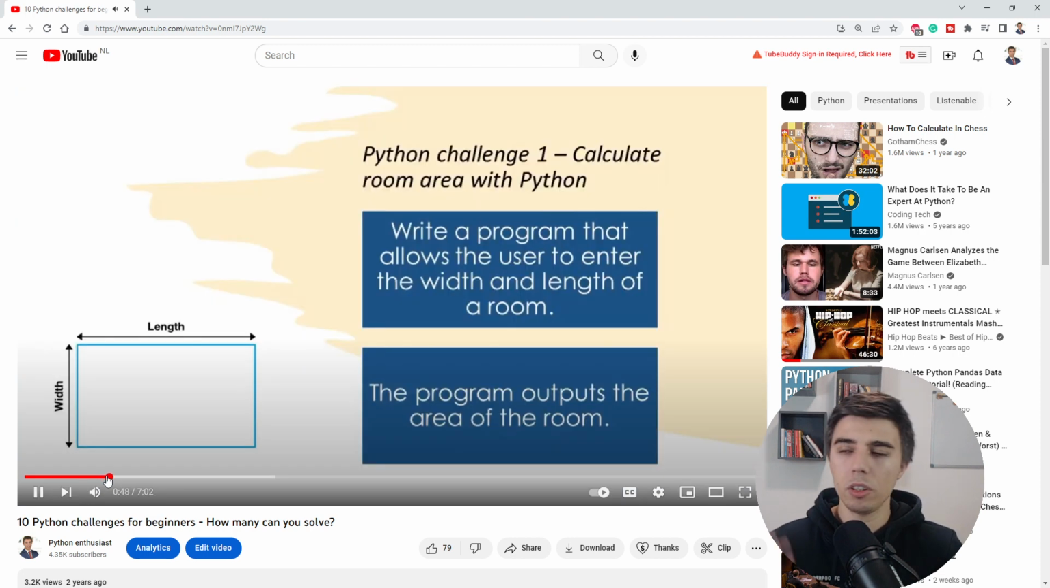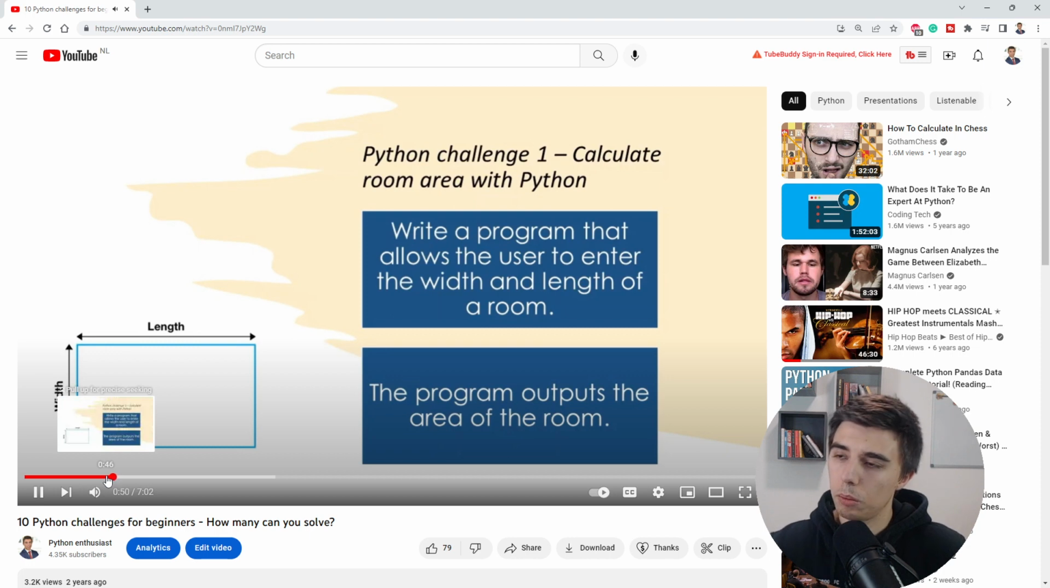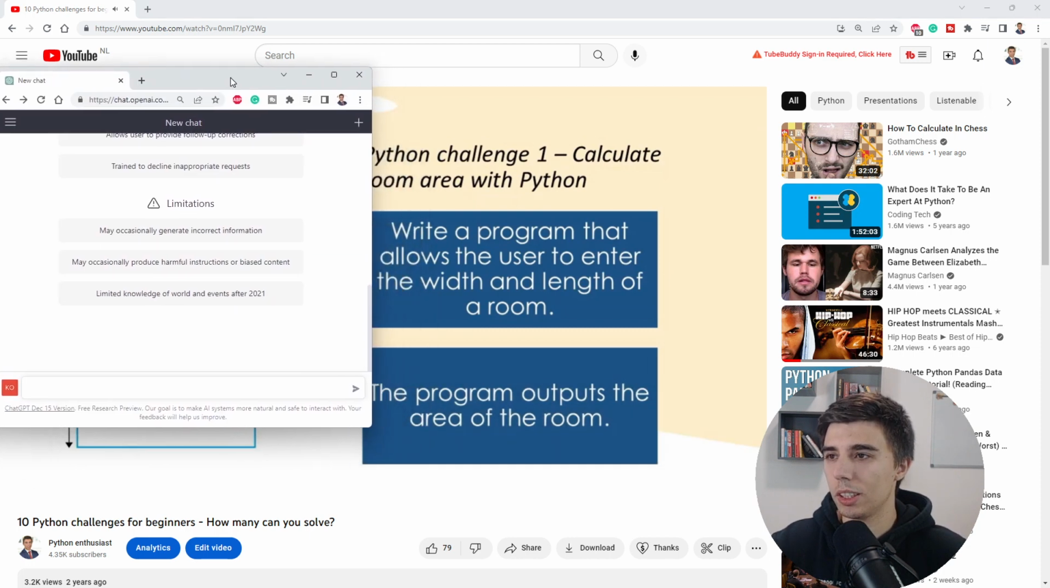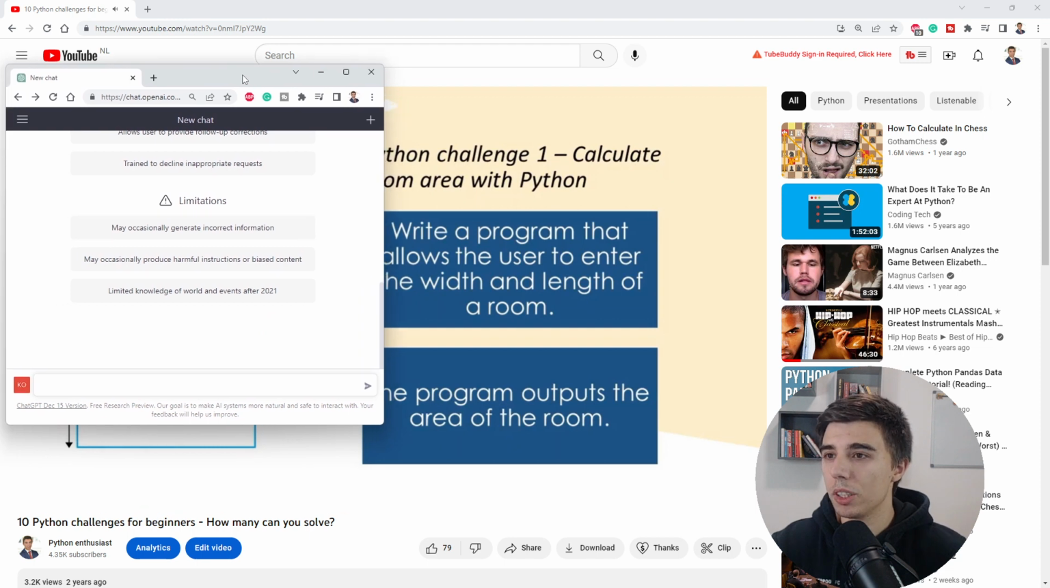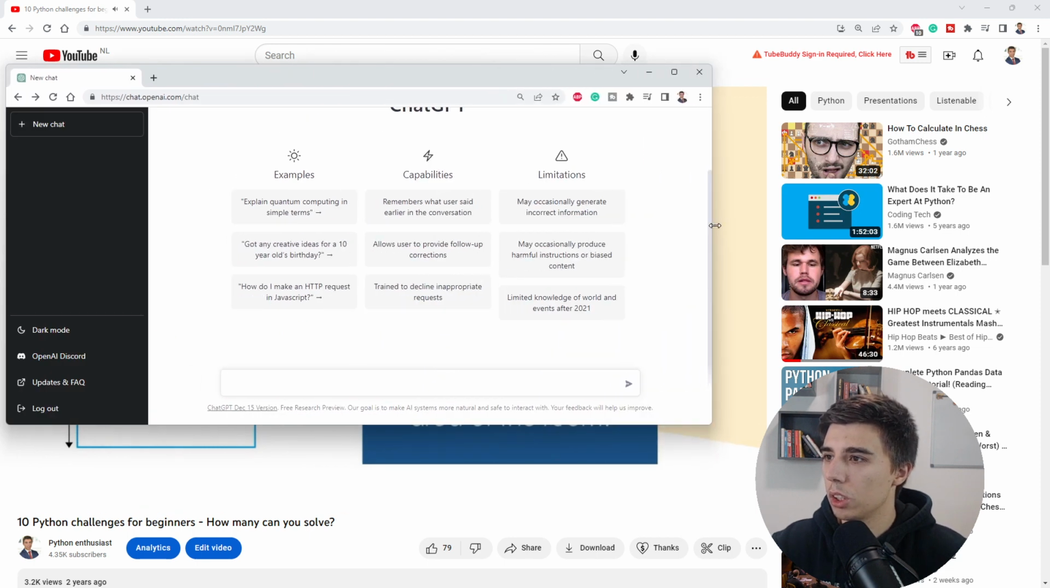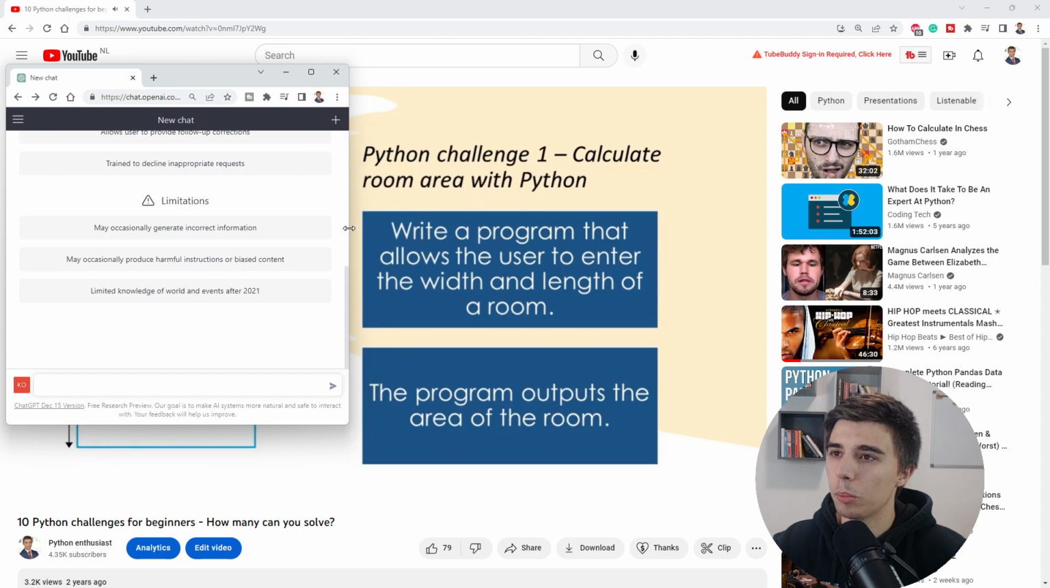I'm not going to play the video. I'll just pause at every challenge, and we're going to send the instructions and see whether the output is good enough or not. So I'm going to just minimize this a little bit, or maybe make the window a bit smaller, so we can see also the instructions.